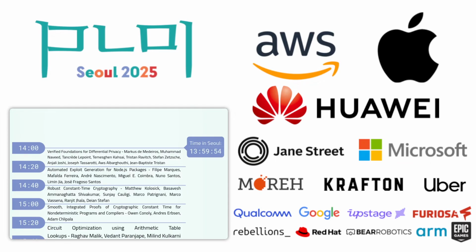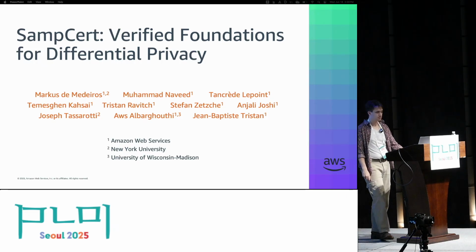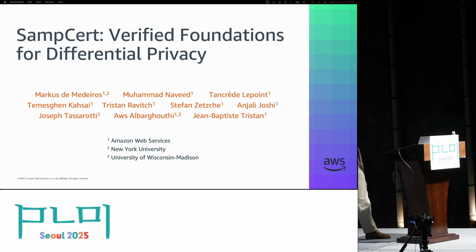So we will start with a talk on differential privacy by Markus de Medeiros. He's now at AWS. And all the talks are 20 minutes. There were no strong guidelines on the length of the talk versus the questions, so we will be around 16, 17 minutes for the talk and then the rest for questions. Thank you. The floor is yours.